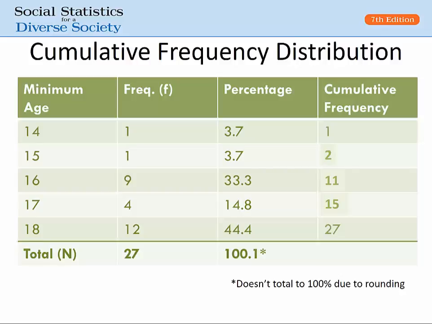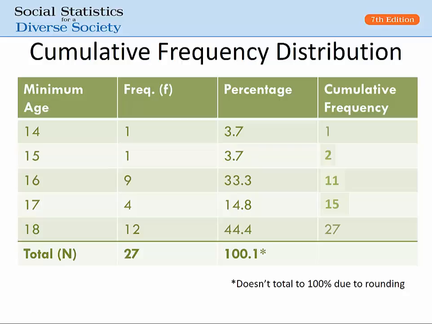Let's look at the cumulative frequency distribution. And on this table, we see the minimum age for each person in the group listed, along with the frequency counts, which are in the second column, the percentages we calculated in each column, and the cumulative frequency, which is just simply adding the second number to the first number. So we're keeping a running total. So the frequency for kids who are 14 was 1, and then the kids who are 15, there was 1.